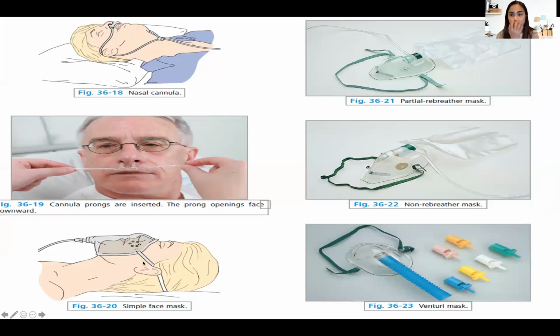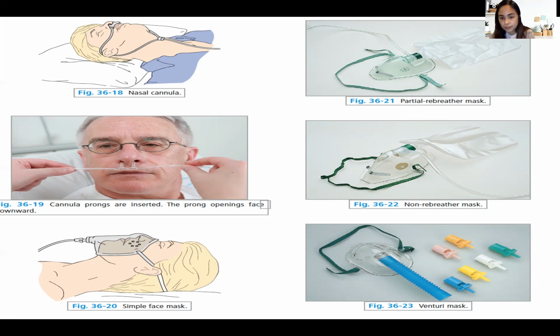Next is the simple face mask. The simple face mask will cover the nose and the mouth. Then the partial rebreather mask is the one with the bag. If you notice, there is a face mask and then there's a bag. And we also have non-rebreather masks.